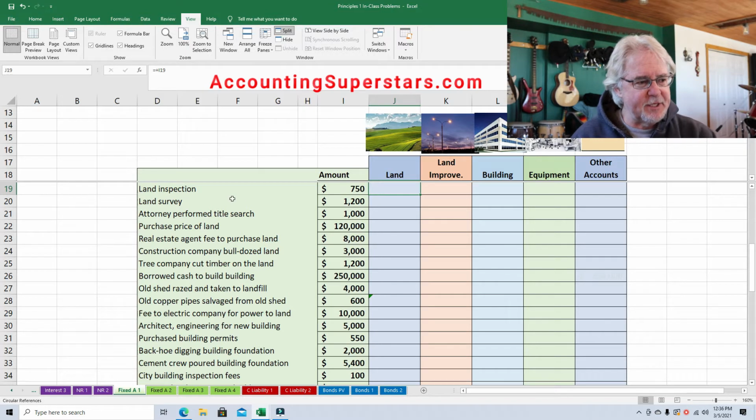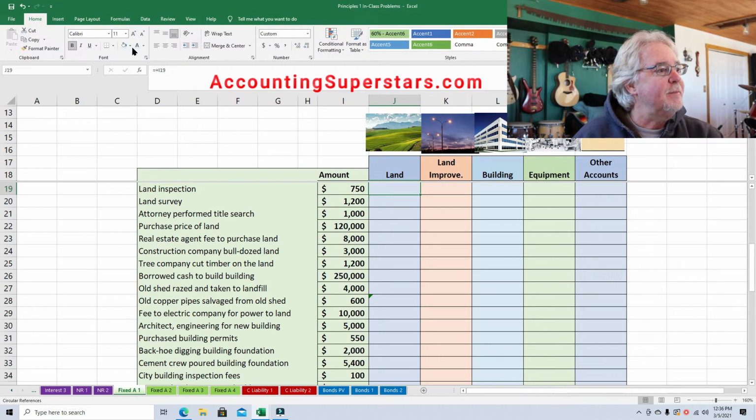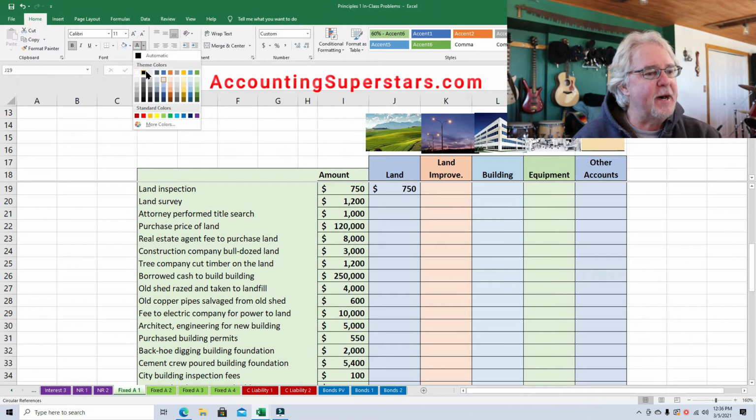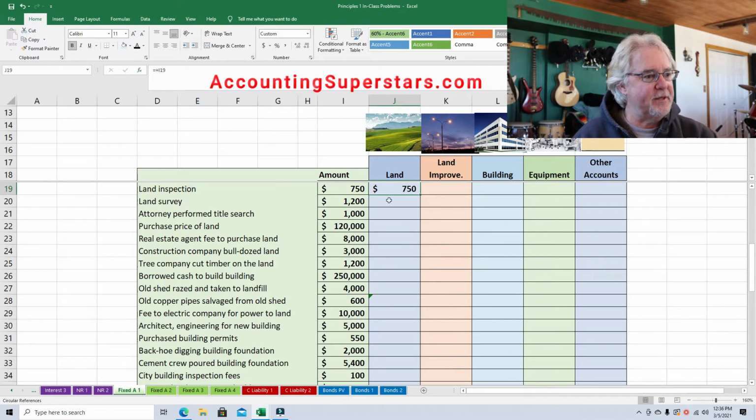So, land inspection. This is in the process of buying a potential piece of land. So what we're going to do is put that under the land account here, because Fred eventually does buy the land. So we'll include that right there. Land survey, same thing. You need to have the property surveyed, and it's $1,200, and that's part of the cost of buying the land. So we'll put that right there. Attorney performed a title search on the land. Very important. And that's part of the cost of buying land.